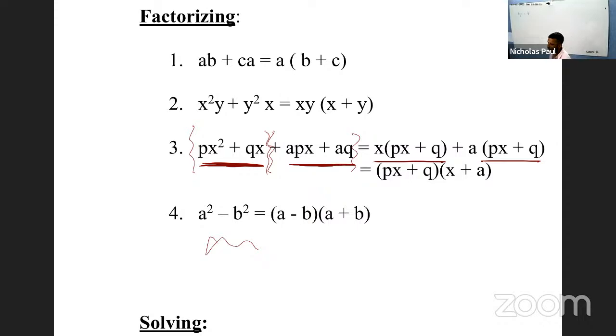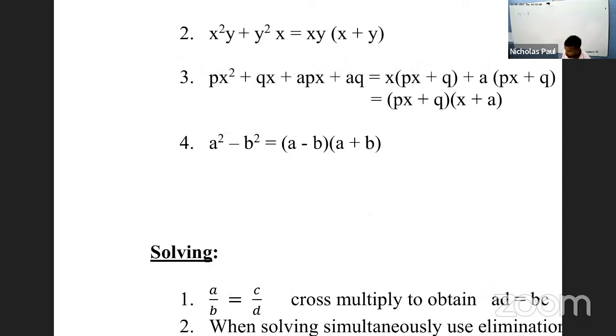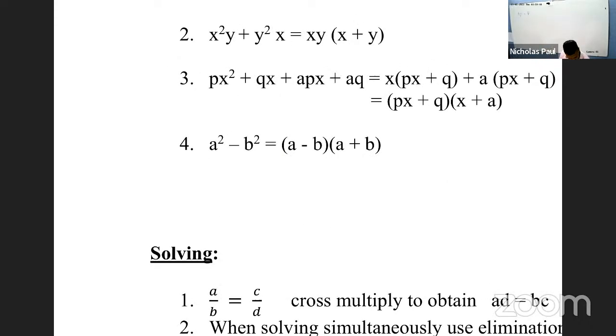Number 4 is an example of difference of two squares. Once you get an expression and you end up with A squared minus B squared, that's how you factorize it. So you remember your little rules. And then we have to take a look at solving. We're going to go over to the question just now.